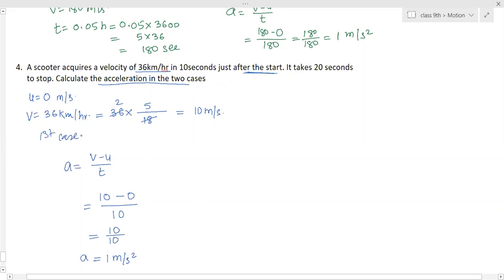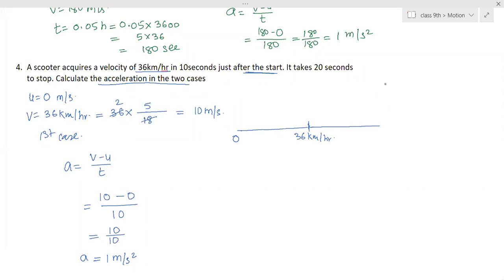This is the first case. Now after the start, it takes 20 seconds to stop. So it has acquired a velocity of 36 km per hour. From 0, it has moved to 36 km per hour. And then again, how much time will it take to stop? 20 more seconds. It has stopped, so it becomes 0. Stopped means the velocity becomes 0. So the initial velocity is 36 km per hour and it has stopped after 20 seconds.